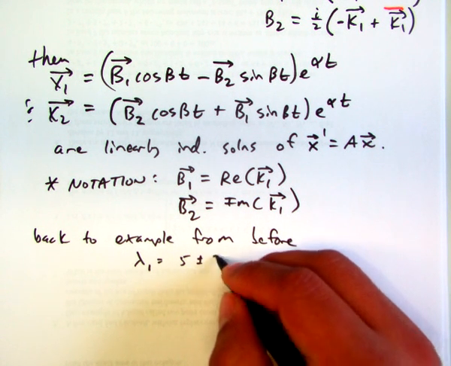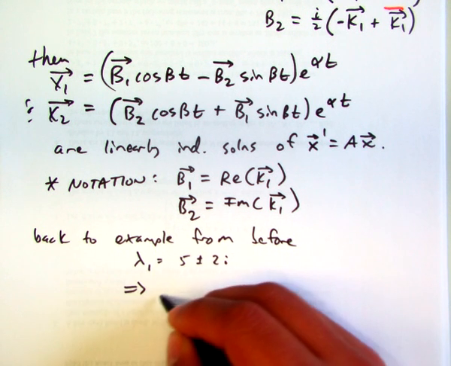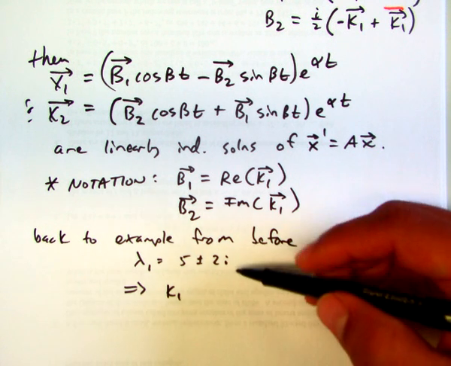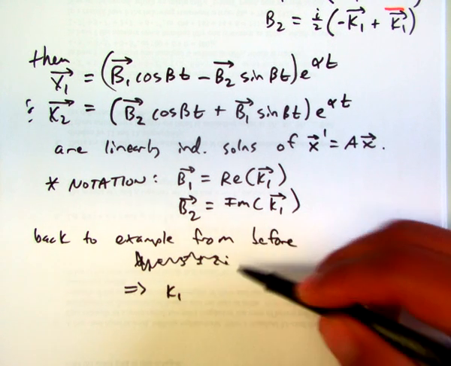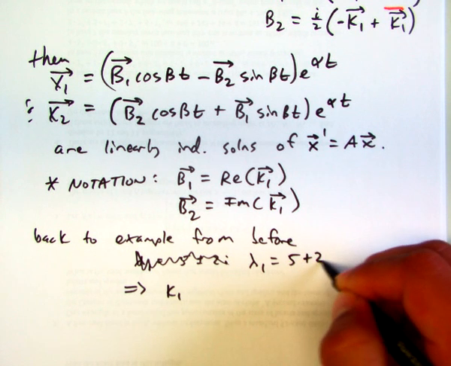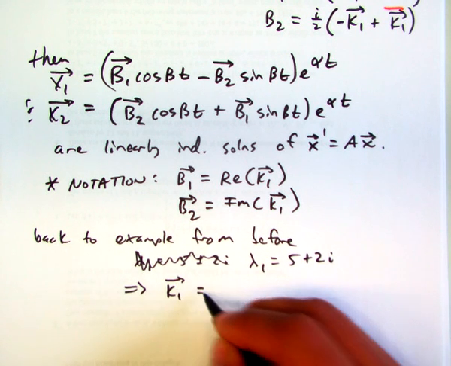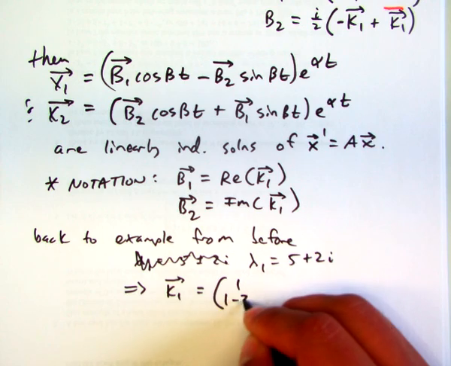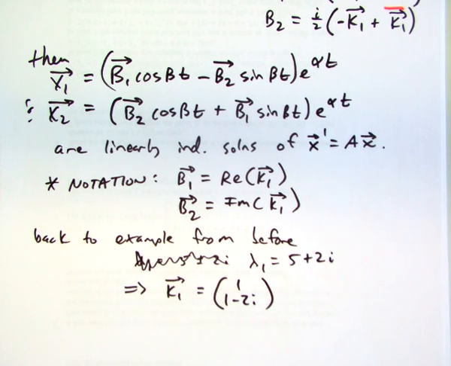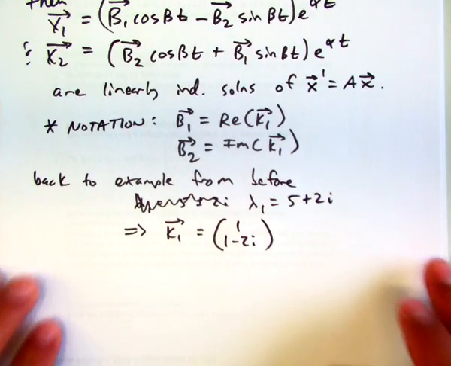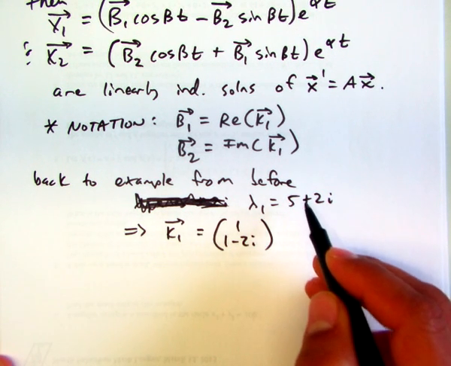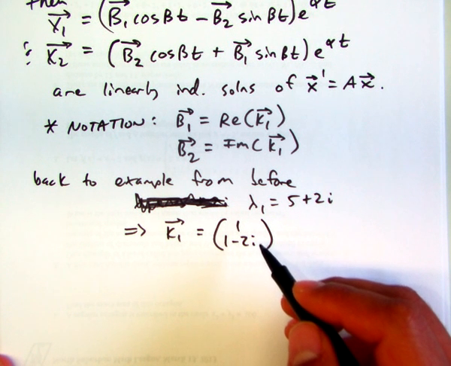Which led to, well, you know what? Let's do it like this. Let's just do the first eigenvalue, which was 5 plus 2i. And that led to the first eigenvector, which was 1 and then 1 minus 2i. So we had this eigenvalue, which led to this eigenvector. And from here, we can write the solution.